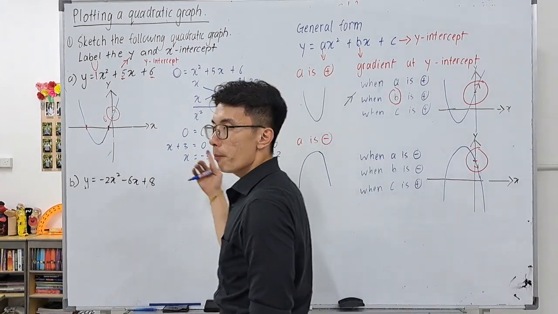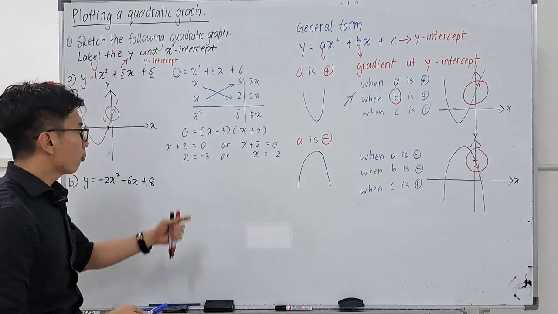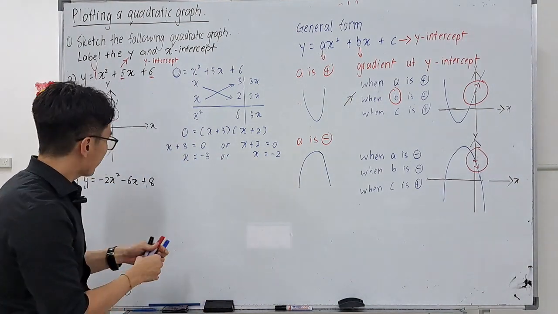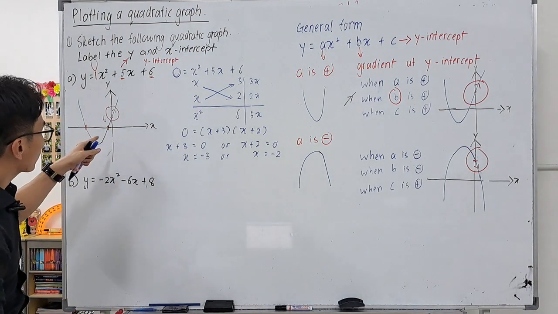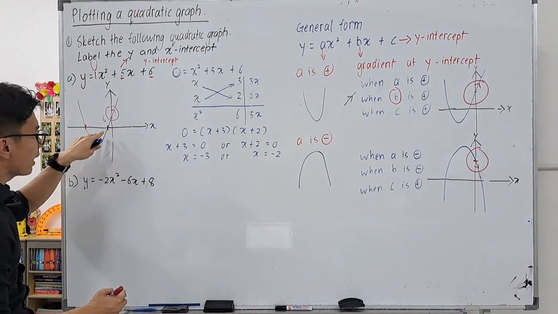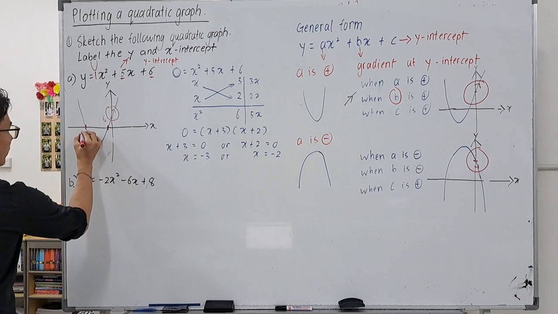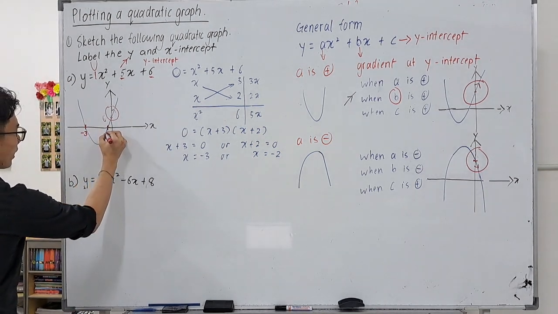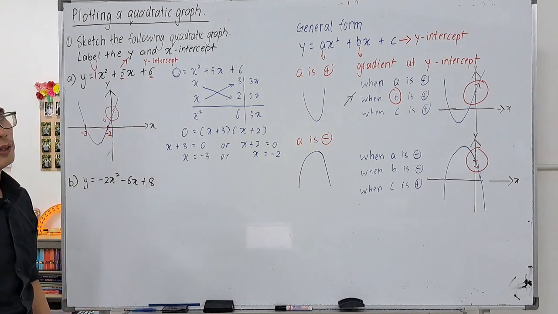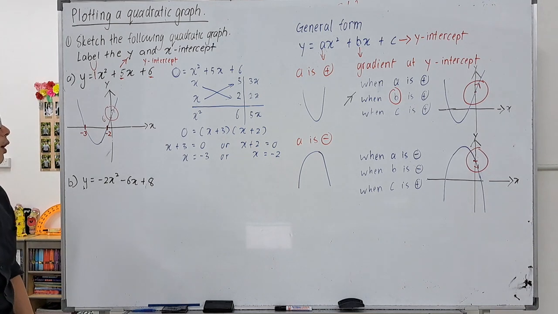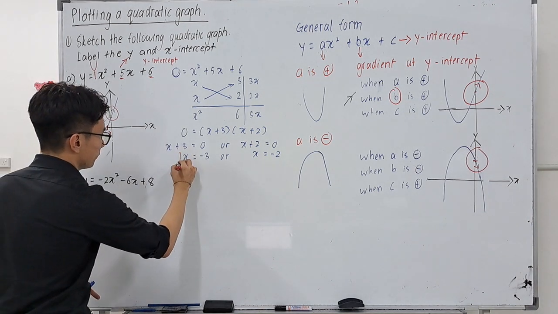And does this match with my sketch? Both of the x-intercepts are negative values. And coincidentally, my graph shows me the negative side of the x-axis. So over here, I know that's my negative 3, and over here, I know that's my negative 2, and those are my x-intercepts over there. Okay? So that's my answer here.